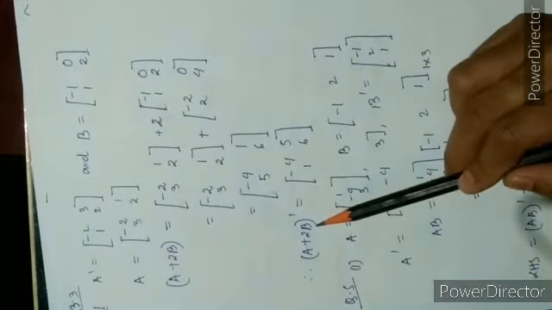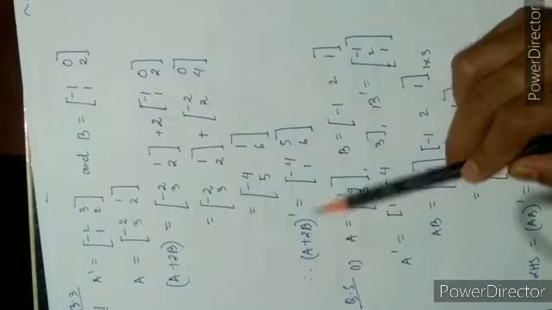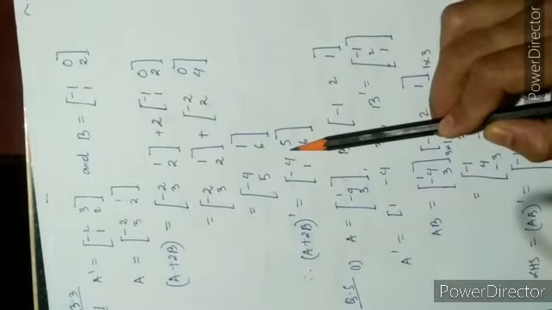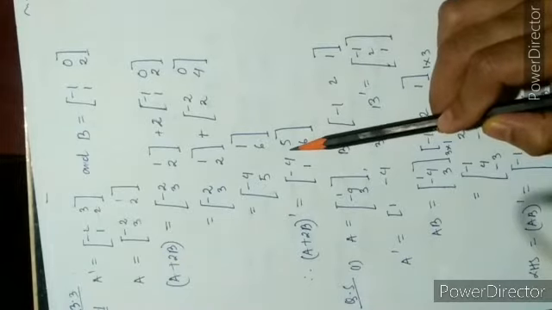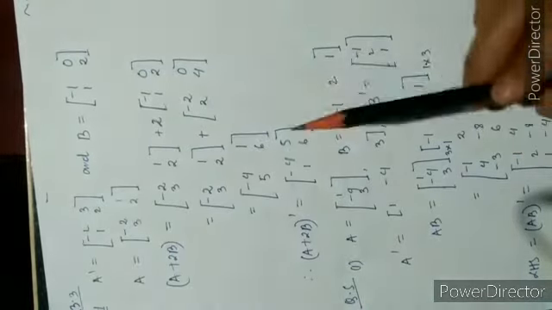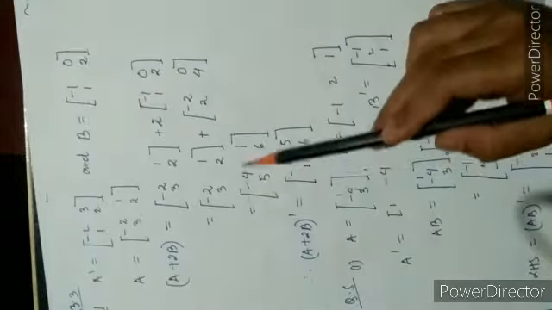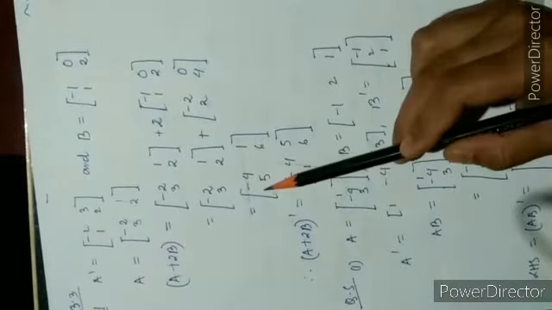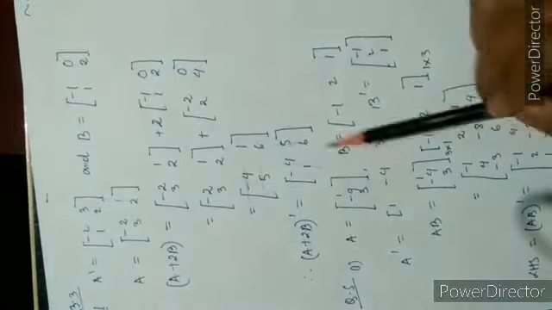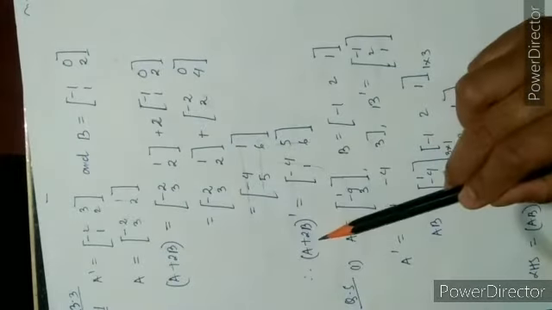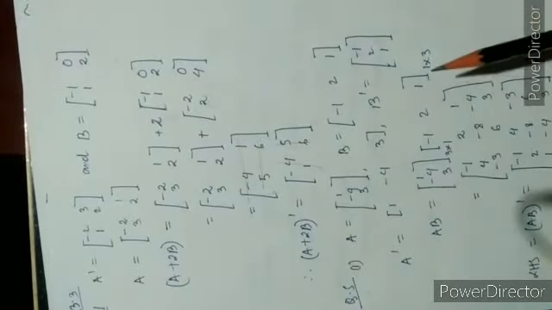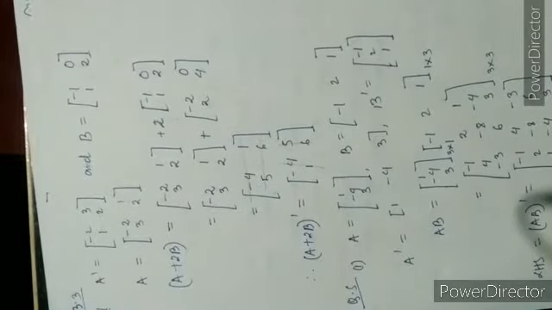Then find the transpose of this expression. The transpose of a matrix is the matrix obtained by interchanging the rows and the columns of the given matrix. Write the first row as the first column and the second row as the second column. This is the transpose of the expression A plus 2 times B. Next, question number 5.